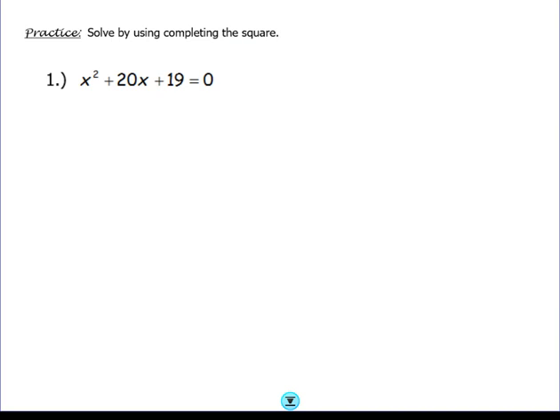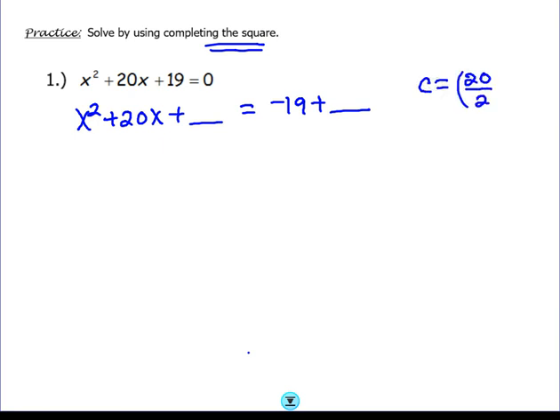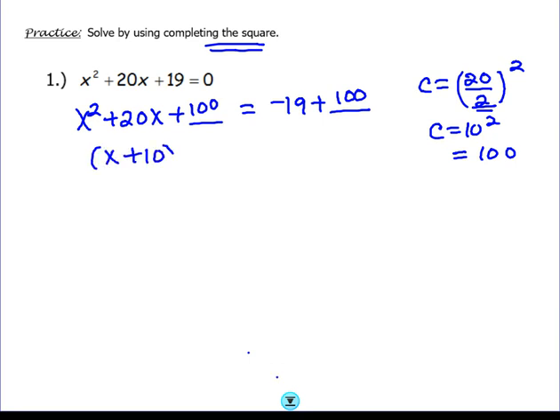Alright, solve by completing the square. So we're going to isolate first. I always leave myself some room to find my c and remind myself that I have to add it to both sides. So c is going to equal half of b squared. So that's 10 squared, which is 100. So we're going to add 100 to both sides. Alright, factor. What multiplies to give you 100 but adds to give you 20? It should be half of b, which is 10. So it's going to be x plus 10 squared.